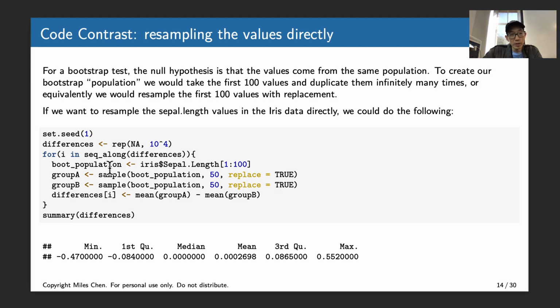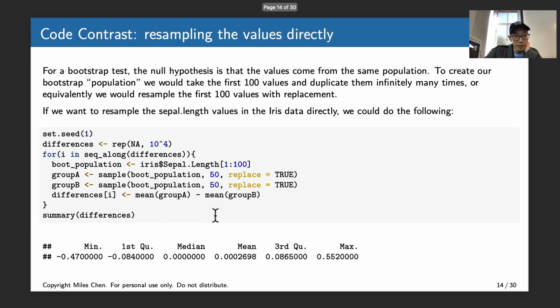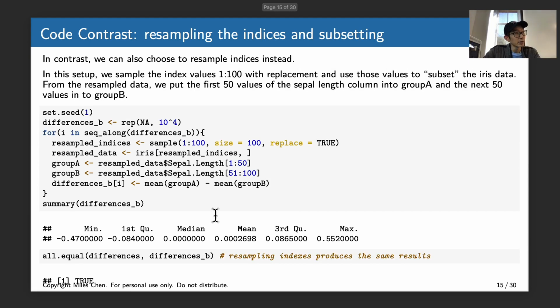Here I'm doing basically the equivalent thing, but this time just resampling the indexes. So I'm resampling the values 1 through 100, and then I'm subsetting this. When I do that, I get the exact same results. There's no difference between this code and this code as far as the results they produce. But the key here is that I'm resampling my indices.